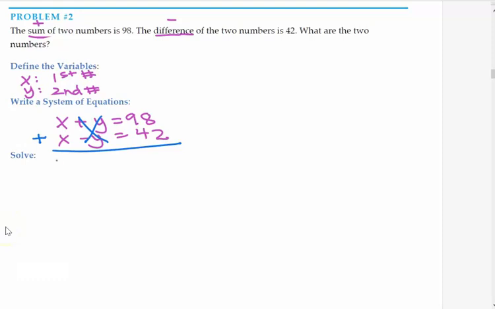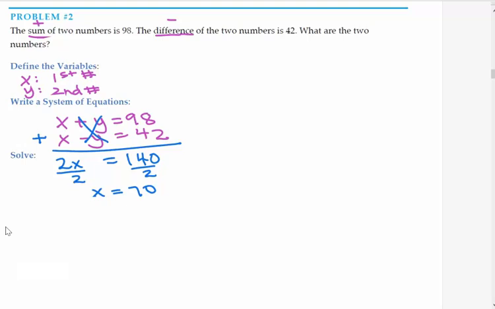So I've got 2x equals, what's 98 plus 42? Say that again? 140, yeah. Sorry, I heard 120. So you had it right. Okay, and then we divide both sides by 2. And so x equals 70.